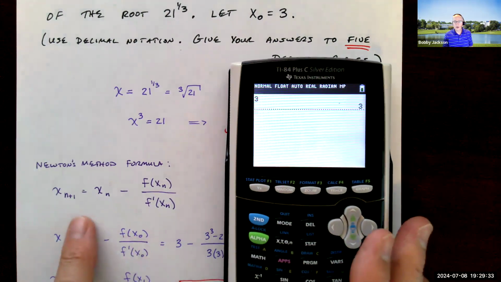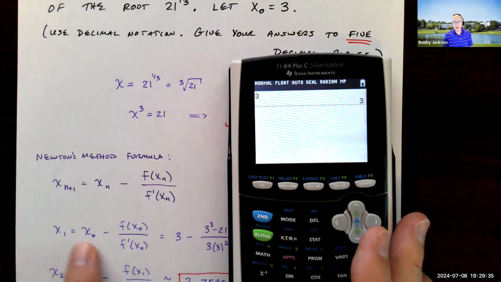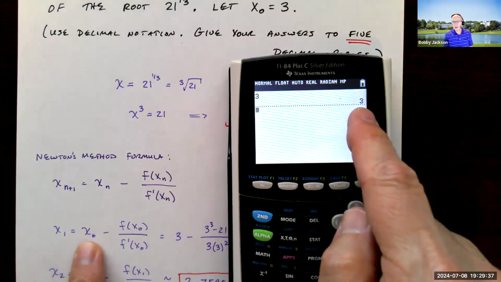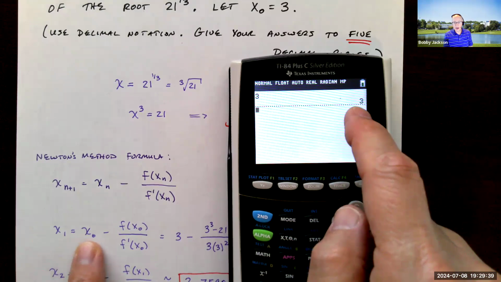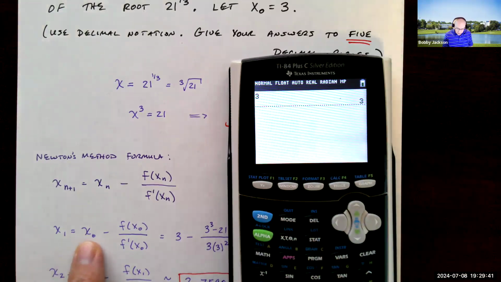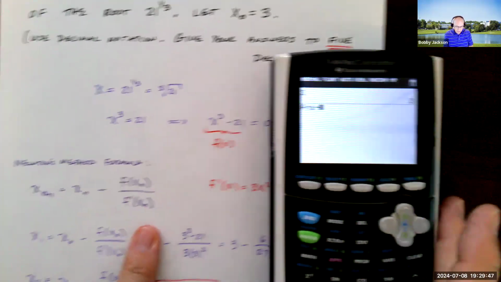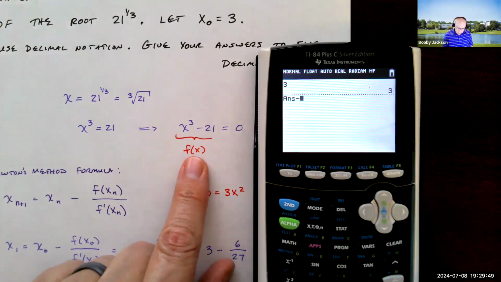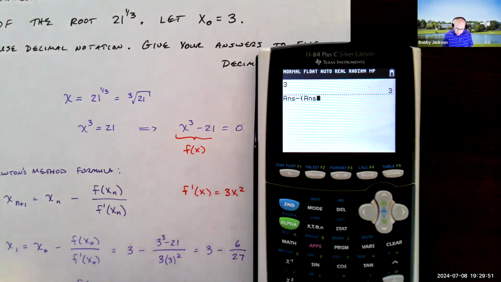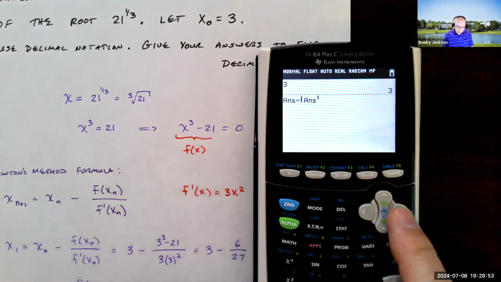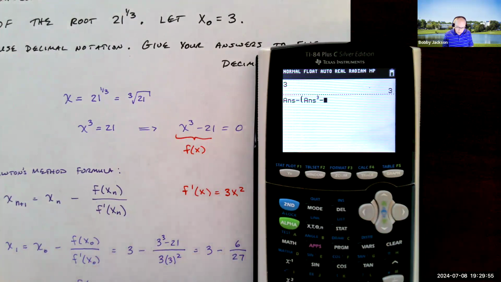And so now what I'm going to do to find x of 1, I need x of 0, which is 3, but it's answer in the calculator. So I'm going to say x of 1 is answer, which is x of 0, minus f of answer. What's f of answer? Remember, f of x is x cubed minus 21. So in parentheses, this will be answer cubed minus 21, close parentheses. There's the f of x of 0.